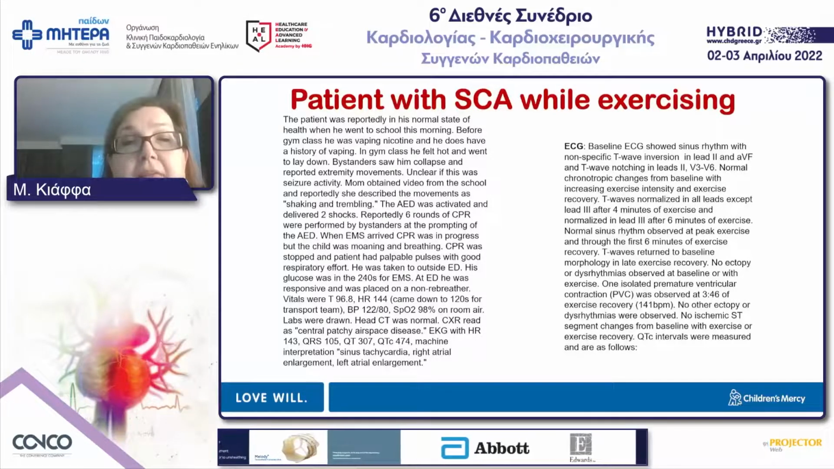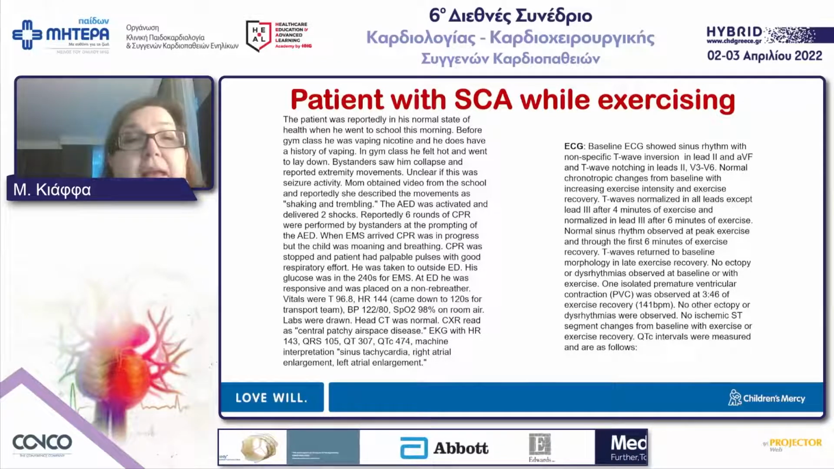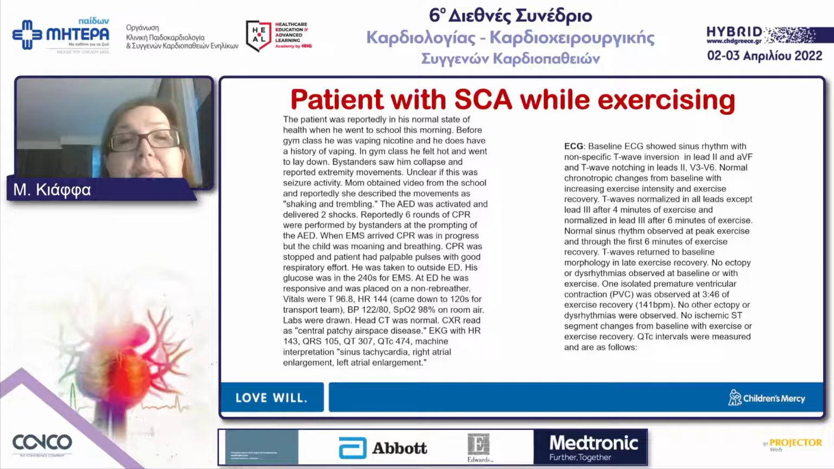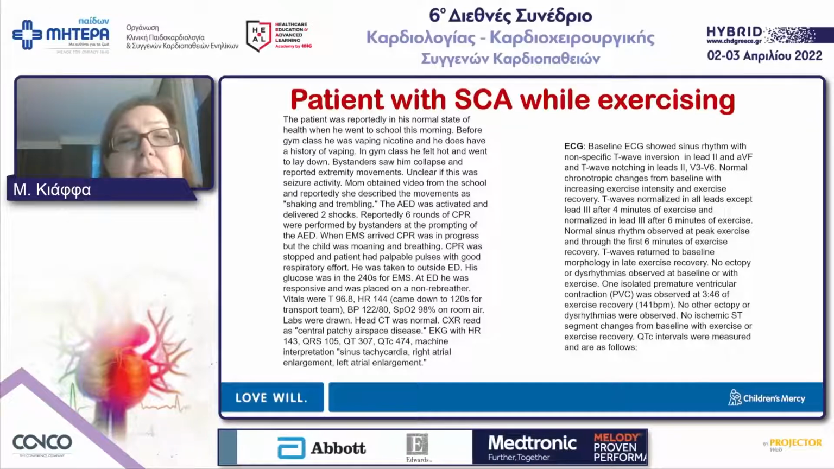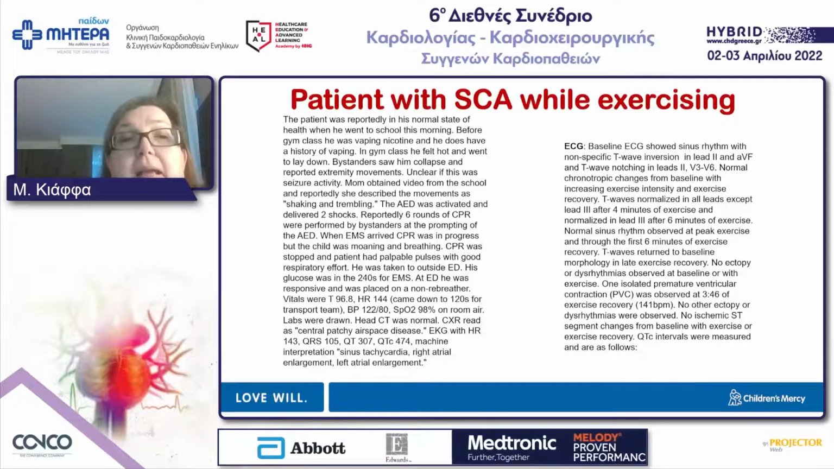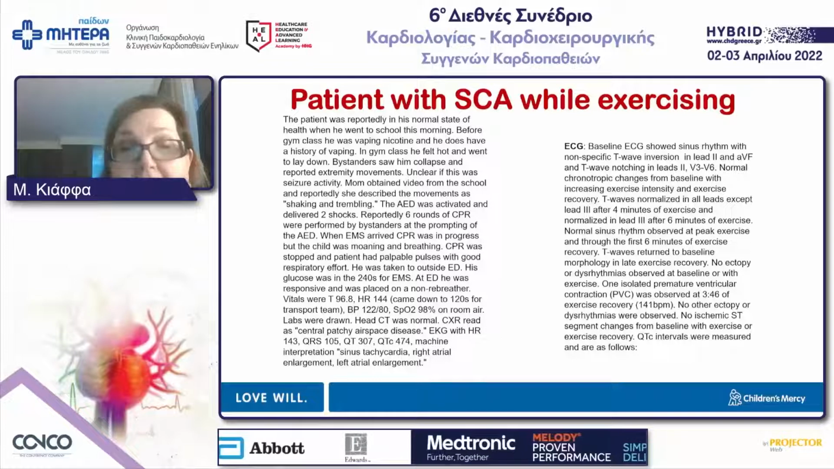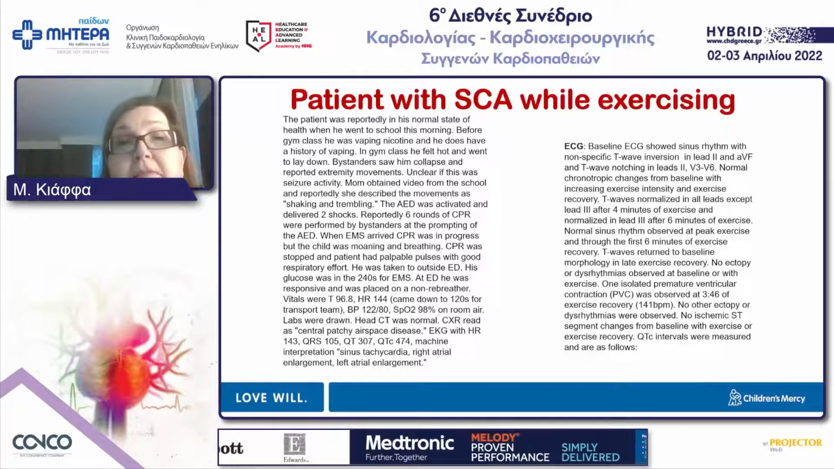Bystanders described him having abnormal movements that were thought to be seizures. And EMS arrived, and CPR was started. And the defibrillator that was available in the school was activated and delivered 2 shocks. The patient was taken to a nearby ER and then came to our hospital. They faxed the defibrillator tracings, and this patient was in ventricular fibrillation when he was shocked. So a true arrhythmic event.